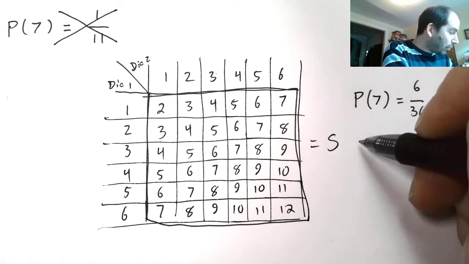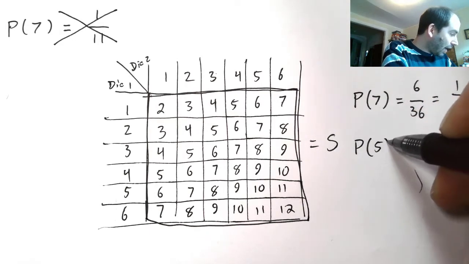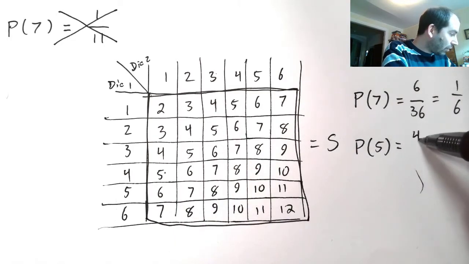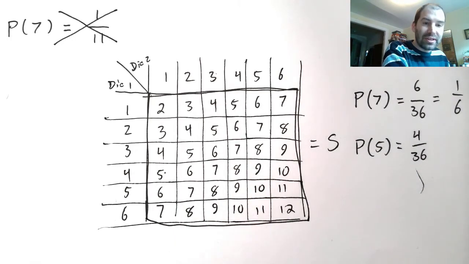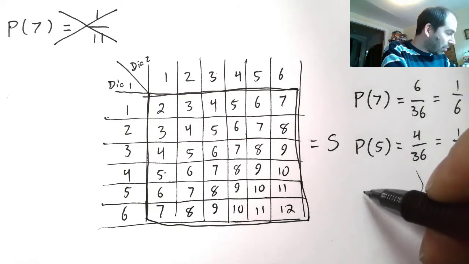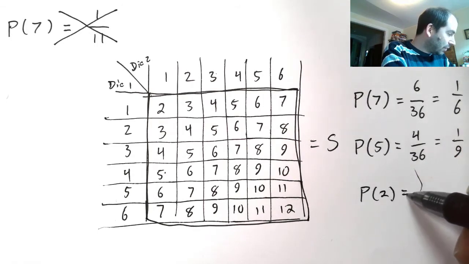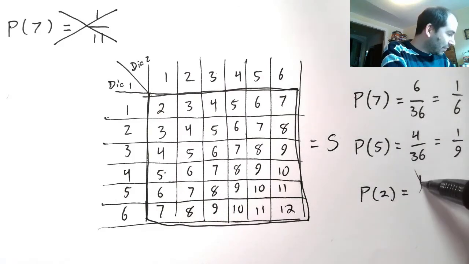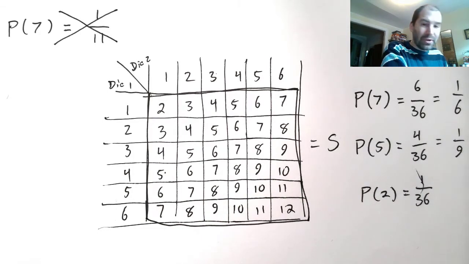I can compute other probabilities. What's the probability of rolling a 5? Well, there's 1, 2, 3, 4 ways to roll a 5 and 36 possibilities. That's 1/9. And what's the probability of rolling a 2? Well, there's only one way to roll a 2, and there's 36 possibilities, so it's 1 out of 36.